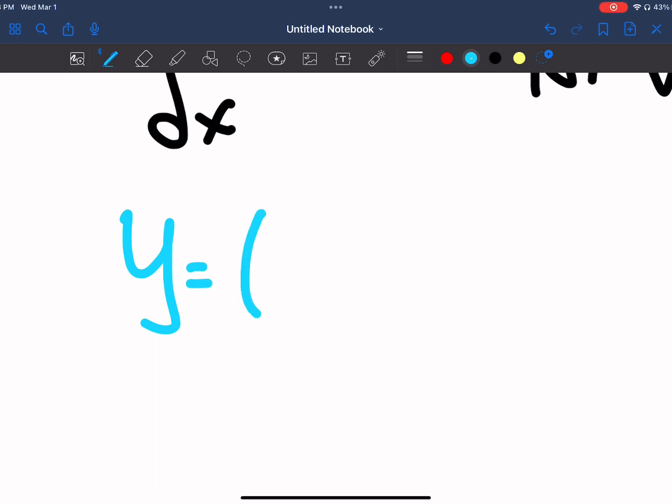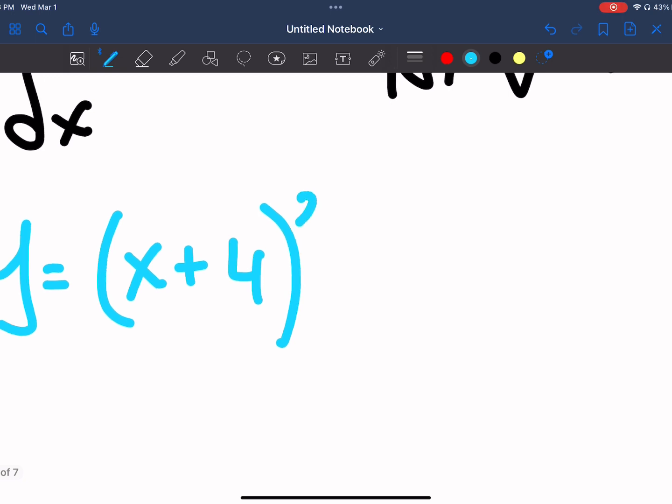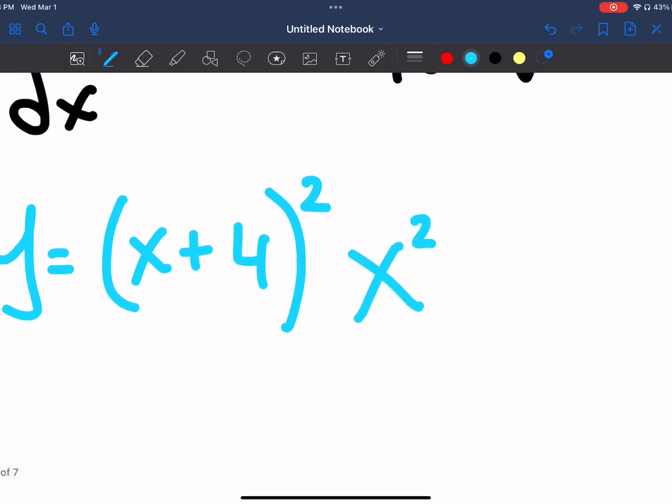So let's say we have y, and let's say y is equal to x plus 4 to the power of 2. So x plus 4 squared. And it's going to be multiplied by x squared. So how would we find the derivative of y?